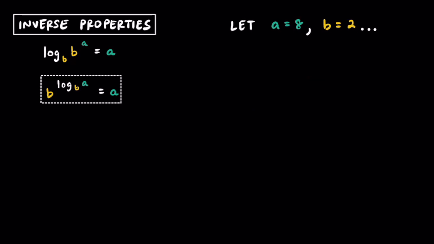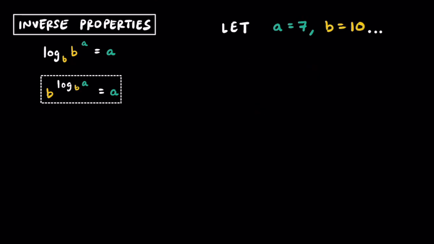Now let's look at this scenario where a is equal to 8 and b is equal to 2. Given the equation 2 to the log base 2 of 8 is equal to 8, let's see if that's true. Log base 2 of 8 is just equal to 3, so we can write 2 to the third power is equal to 8. This seems to check out.